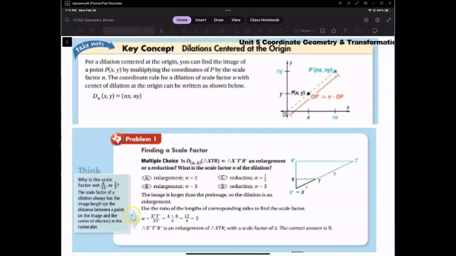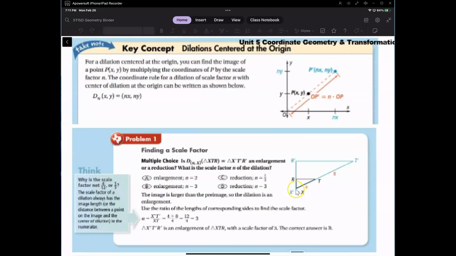Okay, today's lesson has to do with dilation, centered at the origin. You can find the image by multiplying the coordinates by p. For example, d stands for dilation, and n is going to be the scale factor by which we multiply the x and the y coordinate.